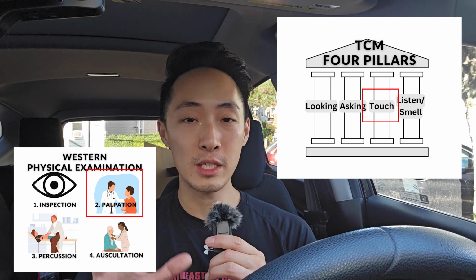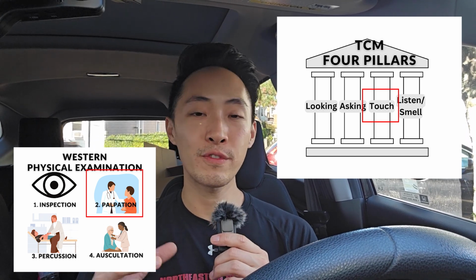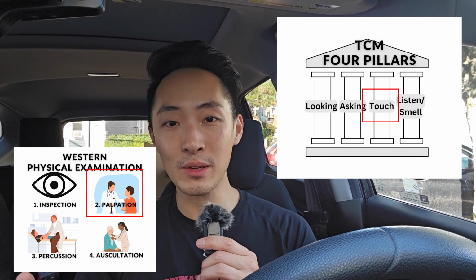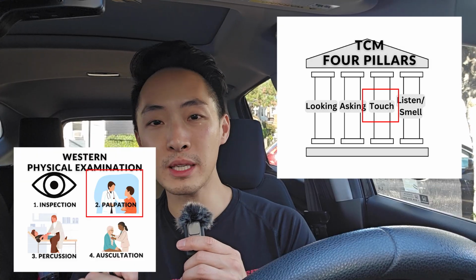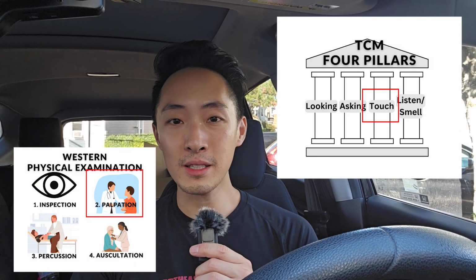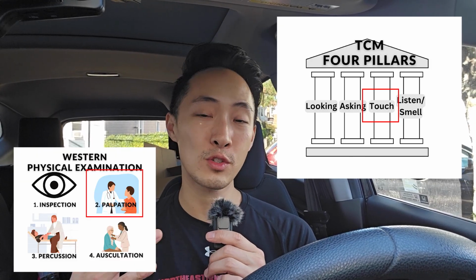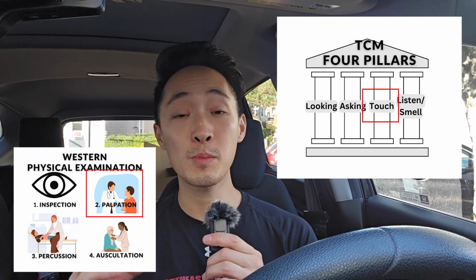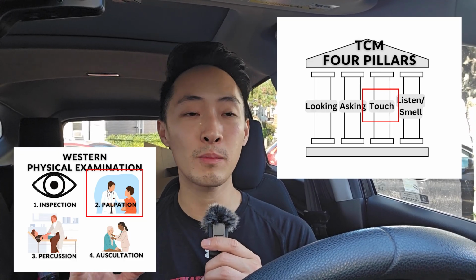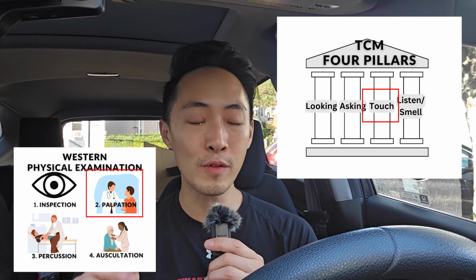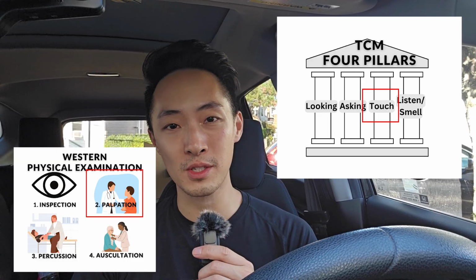So in TCM, we touch or we palpate. So we feel the pulse, we palpate the channels, we'll press on tender points. And depending on what we find, we might find tender points along a certain channel. We might find some sunken places. We might find some cold places, some hot places. All that tells you a lot about the patient's presentation.